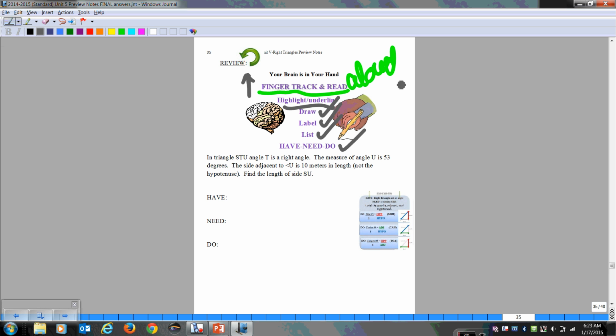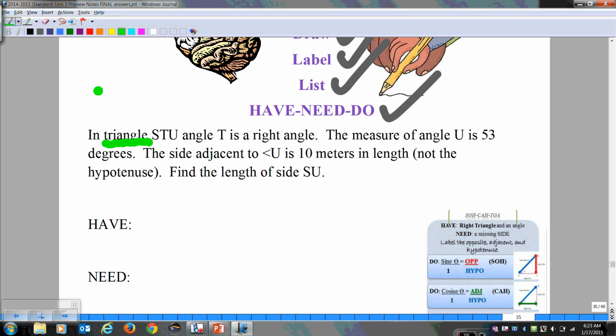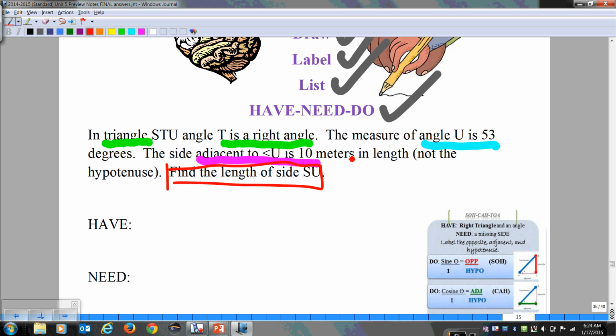As I read, underline keywords and phrases. It says, in a triangle STU, angle T is a right angle. The measure of angle U is 53 degrees. The side adjacent to U is 10 meters. Find the length of SU. Usually whatever we're trying to find, I like to box it and put a question mark.